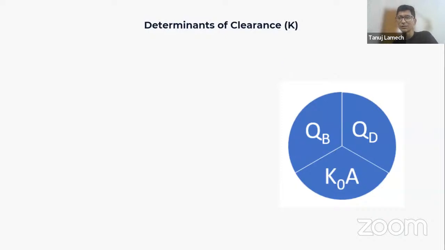So we've spoken about the qualities and the properties of clearance. Next, we need to know what determines clearance. I've not mentioned the time. Obviously, that's a very important factor. The time on dialysis is important. But in addition to that, QB, QD, and the K0A.